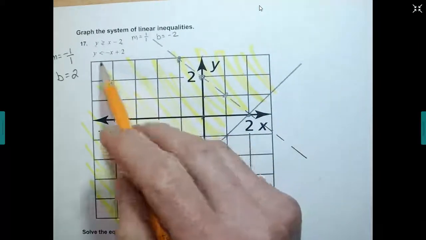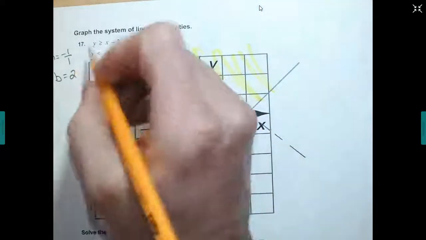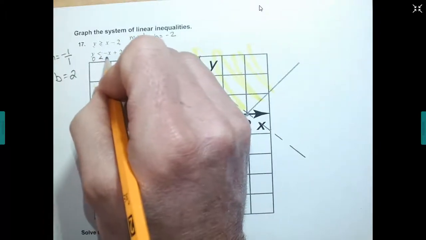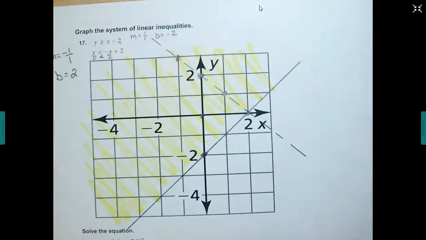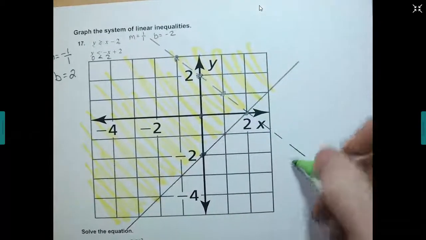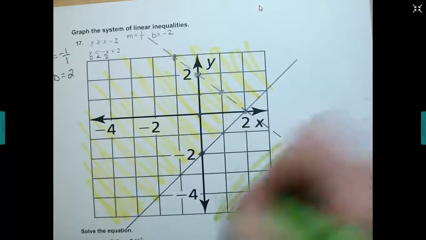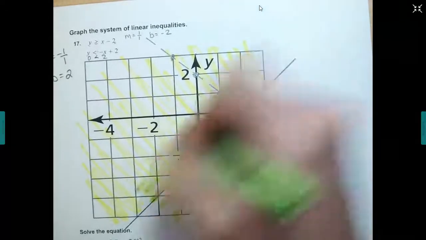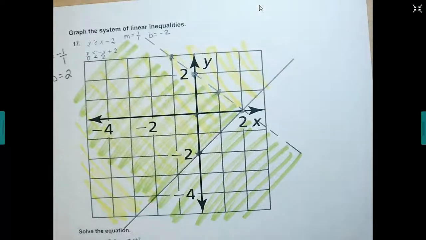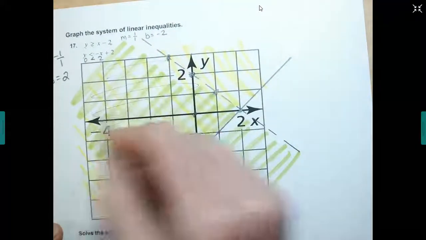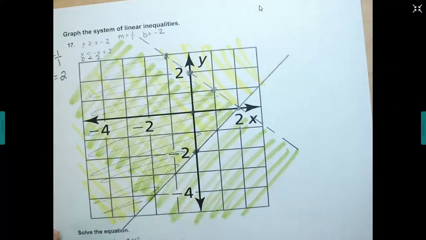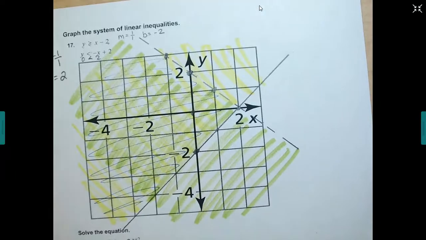Then I need to know if I shade in this section or this section. So less than, I'm going to take 0, 0 again and plug it in. 0 is less than 0 plus 2. 0 is less than 2, so that is in fact where it is. So it's everything greater than this dashed line. So the solution for this is all of this here, where it's both yellow and green. That's your solution.